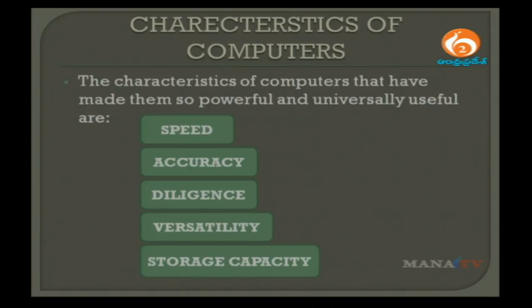Yes, when I say the characteristics of computer, it means the characteristics of computers that have made them so powerful and universally useful. Now, let me explain what this means. If you can see, any home or any house has a computer in it, isn't it? So computers have become so famous nowadays that without a computer or a laptop in your house, you can't even work. So this has been very upgraded in every place of India and the world.